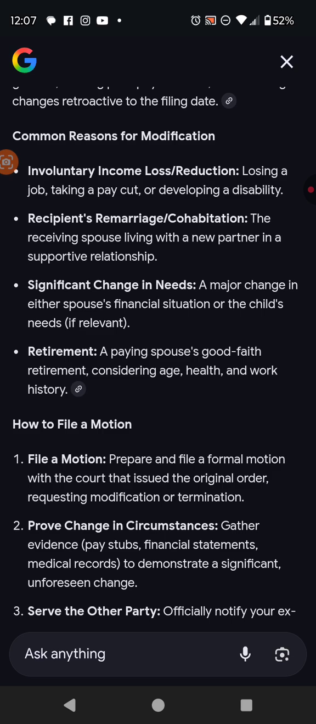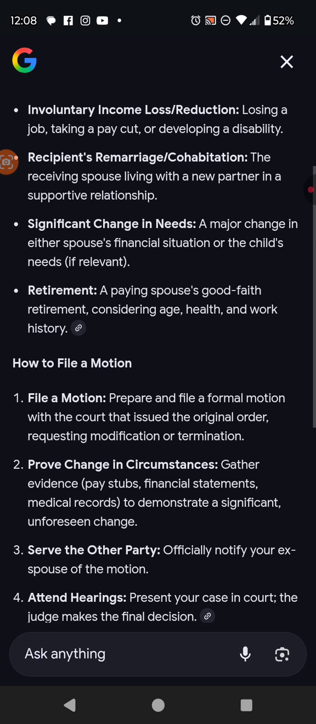And I didn't have time to talk to Mr. Ritchie about this because I spent over 2 hours talking about all the laws lawyers break before I could get to this part. A significant change in needs, a major change in either spouse's financial situation or child's needs if relevant. I'm not quite familiar with child support or any of those issues. We only talked about the alimony part.